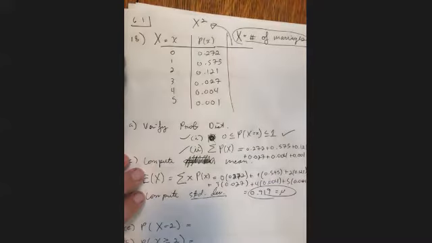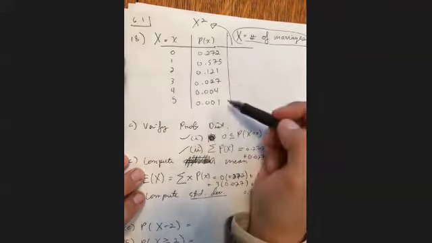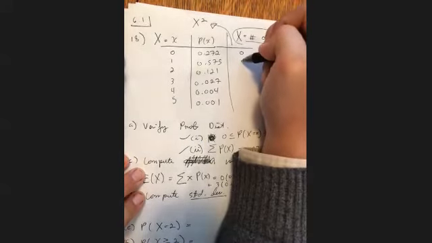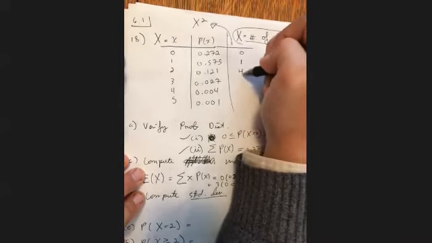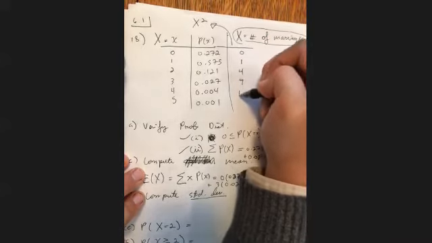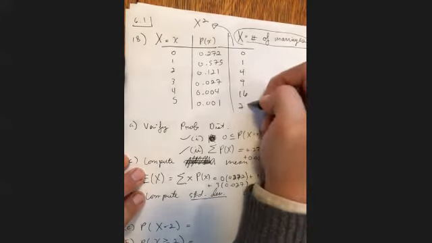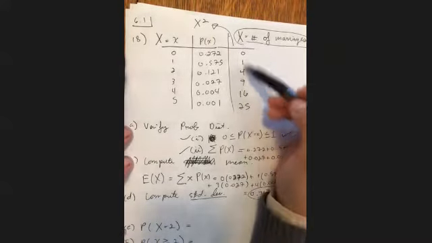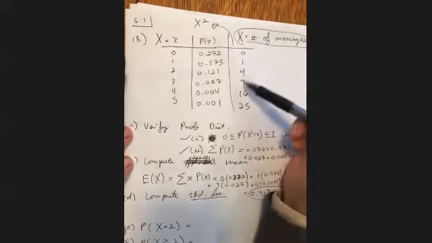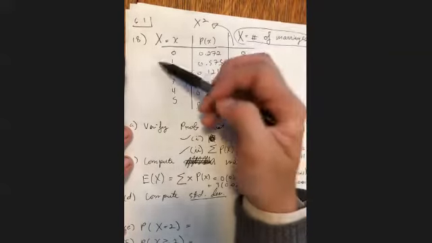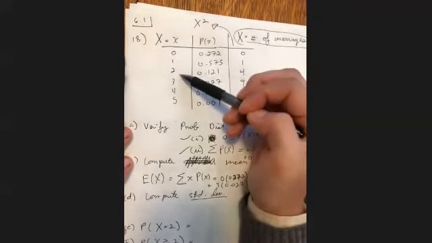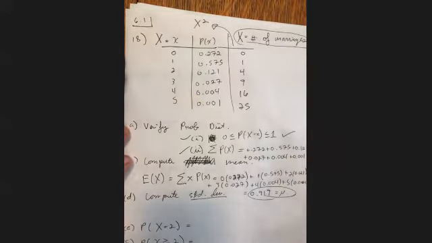x squared. So I'll take all the values here and I'll square them. I won't change the probabilities. So 0 squared is 0, 1 squared is 1, 2 squared is 4, 3 squared is 9, 4 squared is 16, 5 squared is 25. Okay, so these numbers are for x squared, and they go with the same probabilities as the x. So 4 goes with 0.121, just as 2 goes with 0.121.